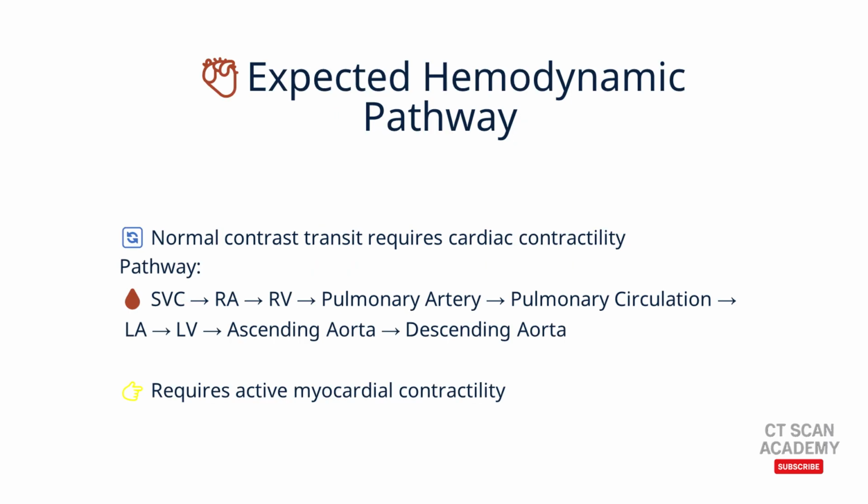Expected hemodynamic pathway. Under normal conditions, contrast transit through the cardiovascular system requires active myocardial contractility. The expected pathway of contrast is as follows: superior vena cava, right atrium, right ventricle, pulmonary artery, pulmonary circulation, left atrium, left ventricle, ascending aorta, descending aorta. This process relies entirely on effective cardiac pumping to propel the contrast through both the pulmonary and systemic circulations.